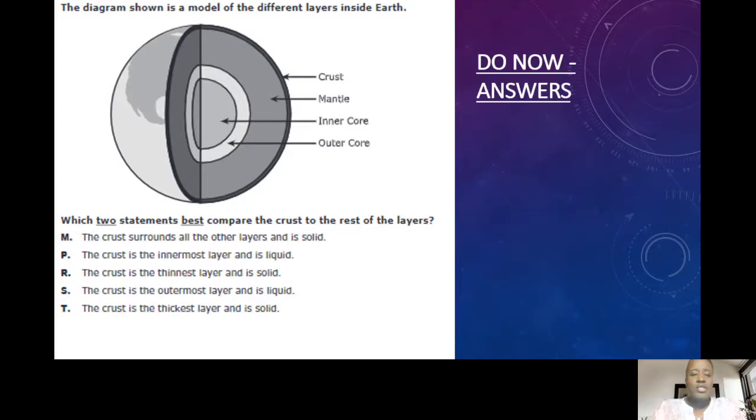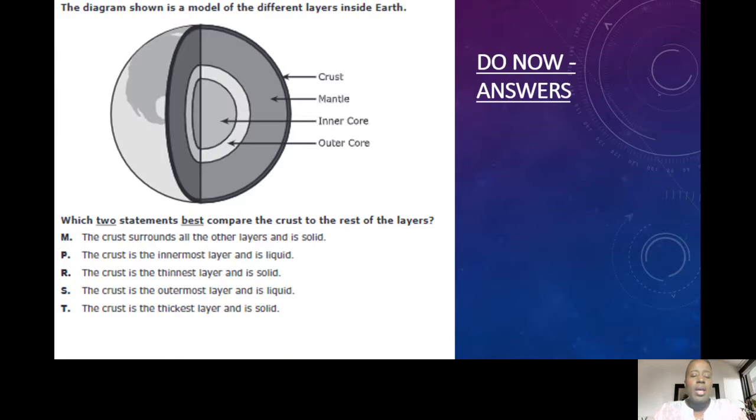Now, let's see what our answers should be. The diagram shown is a model of the different layers inside Earth. Now, before you is a model that has labels. One is pointing from the word crust to this section that is shown around this diagram, which is the crust. You have the mantle indicating this band around it. There's the inner core, which is the shaded gray area, and the outer core, which is this white area within the model.